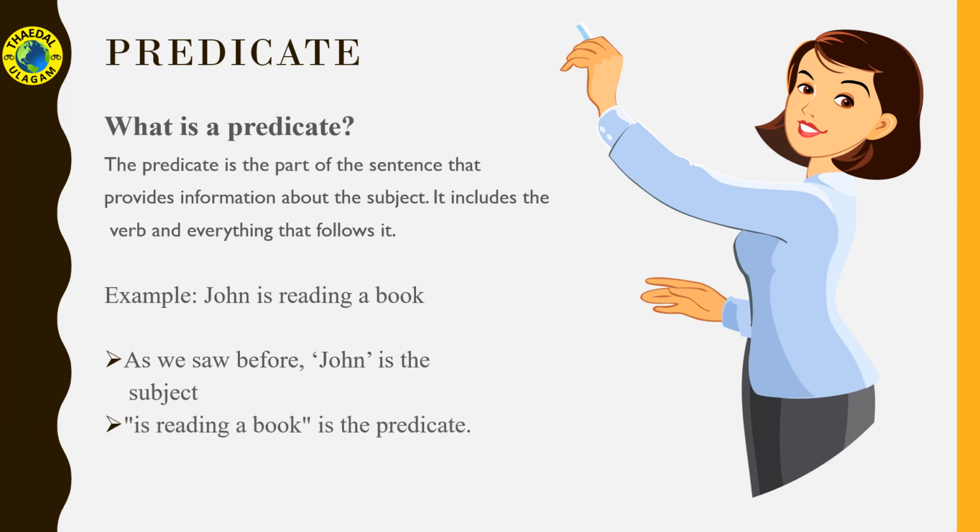What is a predicate in a sentence? The predicate is the part of the sentence that provides information about the subject. It includes the verb and everything that follows it. Let's look at the same example as before. John is reading a book. You already know that John is the subject. Is reading a book is the predicate.